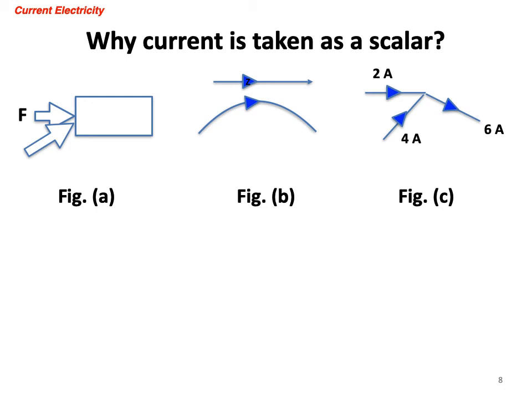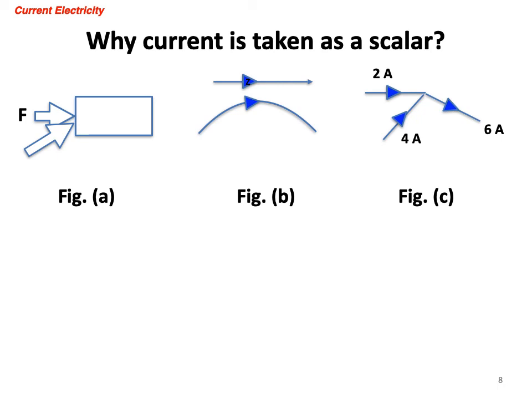However, in figure B, we have a wire. Here it is straight and here it is bent. This wire is a part of an electric circuit, say a table lamp being lit. If the wire is straight or if it is bent in the way shown here, there is no effect on the light received from the table lamp. So current is a scalar quantity.